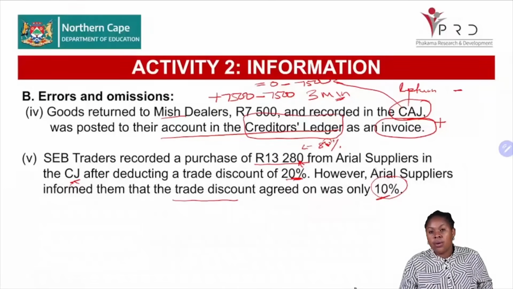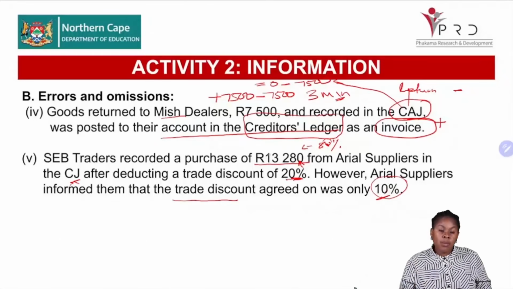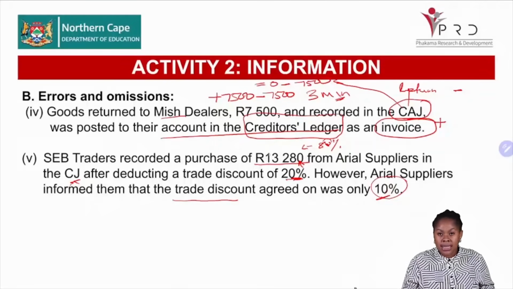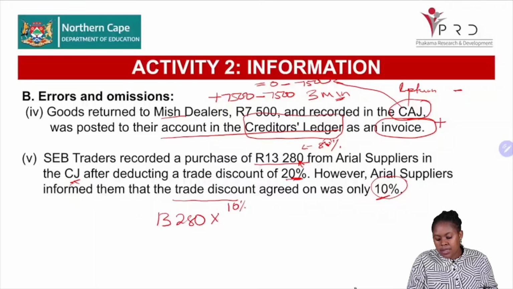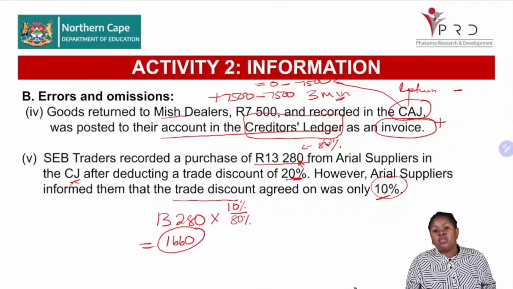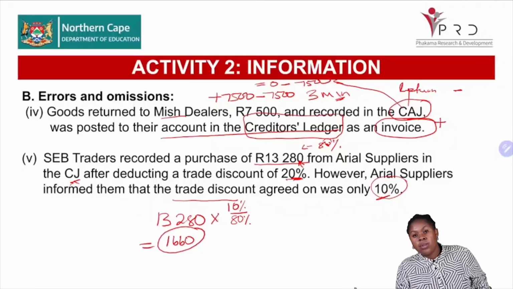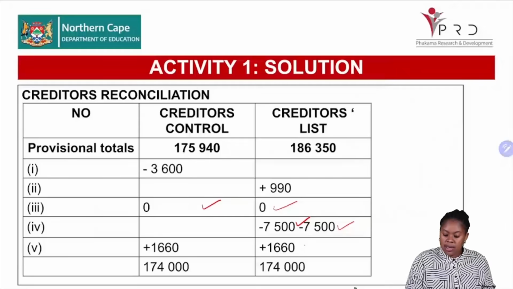So we need to then correct. So when we were doing this transaction, we subtracted the whole amount. Now we need to show that no, we did not settle the whole amount. We are still owing them the 10%. So then I will calculate my 10% by saying 13,280 multiplied by 10% from the 80%. That's what's given to me. And that will give me 1660. And this entry was not recorded. So therefore, both the creditors control and the creditors list are affected. Now quickly check. There it is.